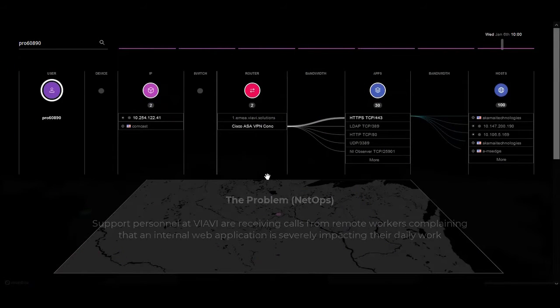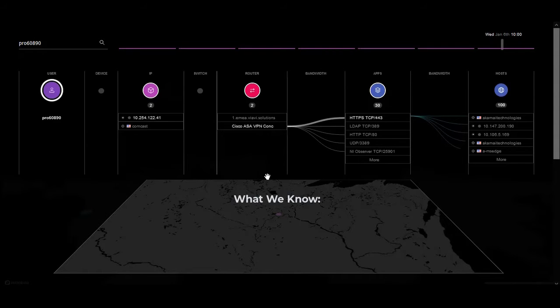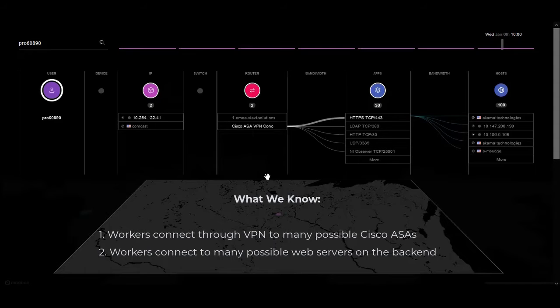So what I'm going to show next is something that should resonate with a lot of you out there, which is a support call from remote workers that are complaining that an application is slow or it's impacted and they can't do their daily work. With a lot of workers working from home now, this is a common challenge, which is what VPN did they actually connect to? And then which web server did they connect to on the back end? And then you can begin to find correlation and troubleshoot.